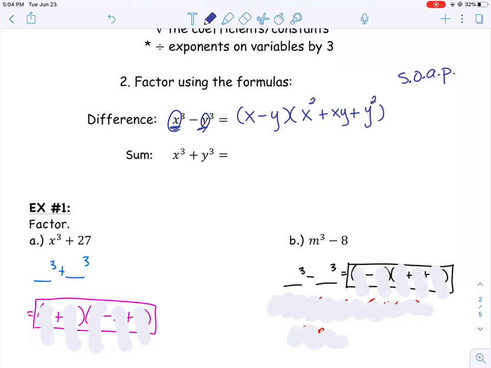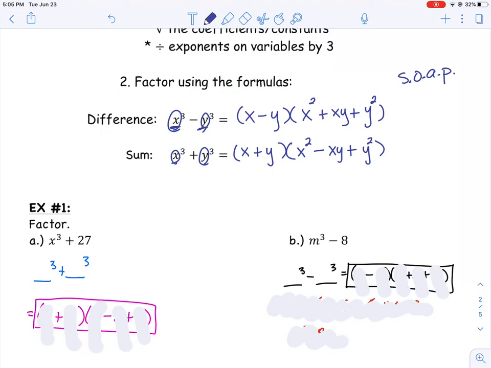It would work the same way if it were a plus sign in between. If I have a base cubed and another base cubed, then I can factor it using a sum of cubes formula. Small parenthesis, bigger parenthesis, same, opposite, always positive with your signs. And then you just have to fill in the terms. So it would be my first term, my second term, my first term times itself, the two terms times each other, and my last term times itself. So it looks like that.